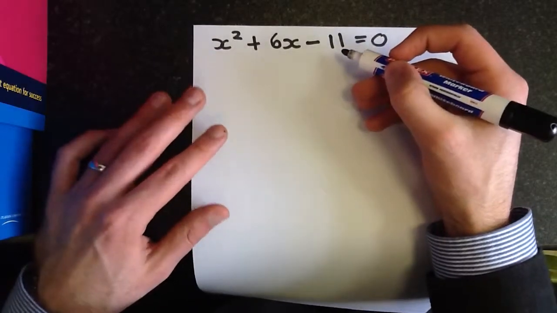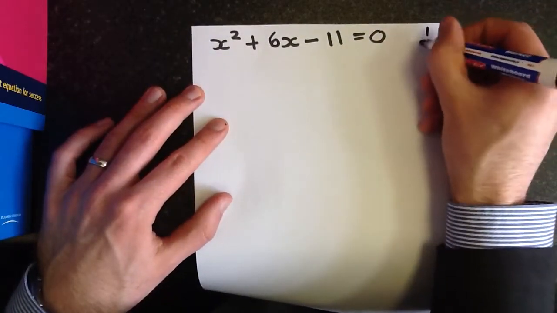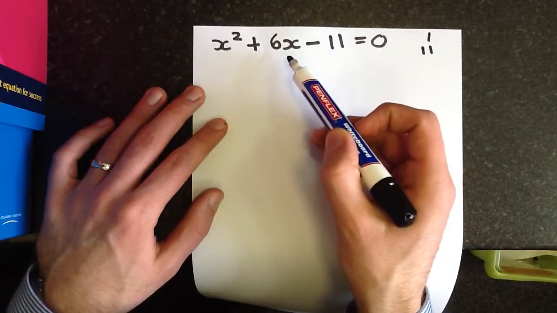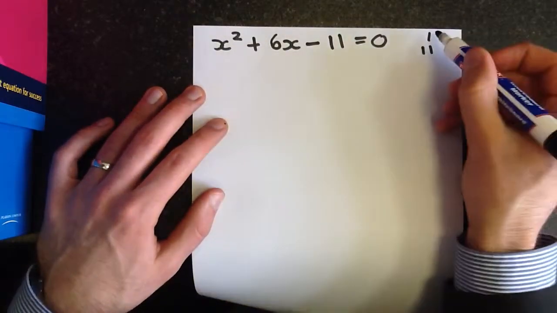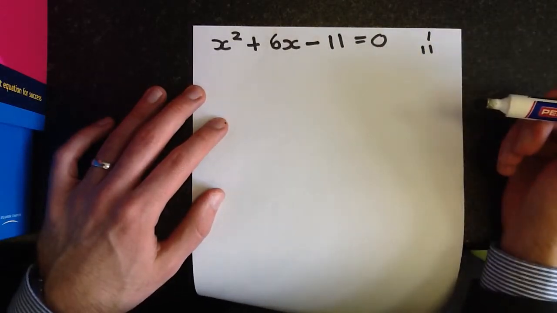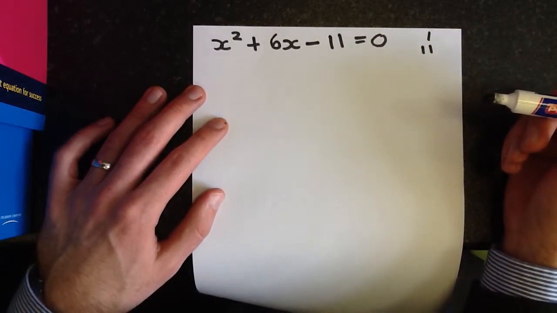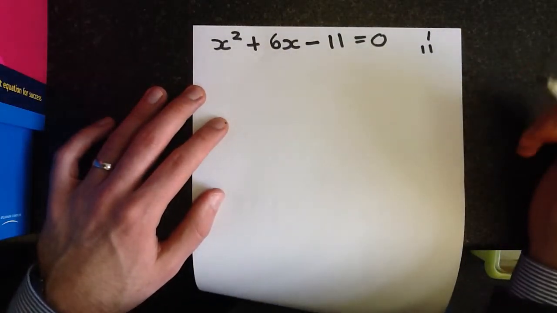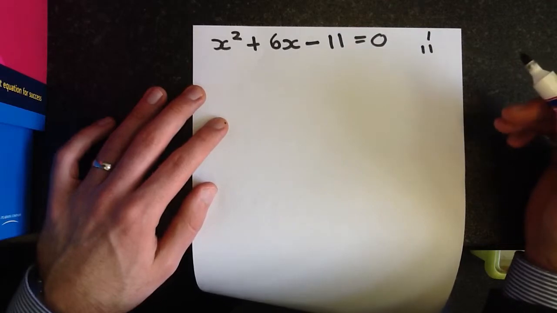I'll find the factors of 11, so that's only 1 and 11, and see if I can make 6 from that by adding or subtracting them. So 1 add 11 is 12, and 11 take away 1 is 10. So I can't do this question using the factorising method. I need a different one. I'll use this completing the square method.